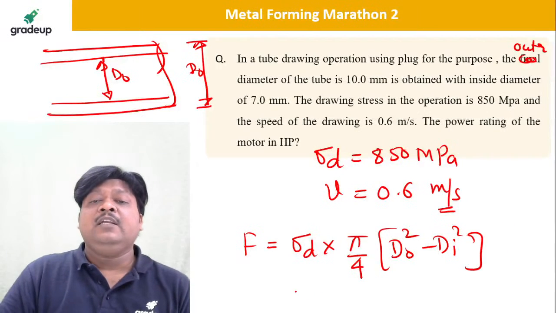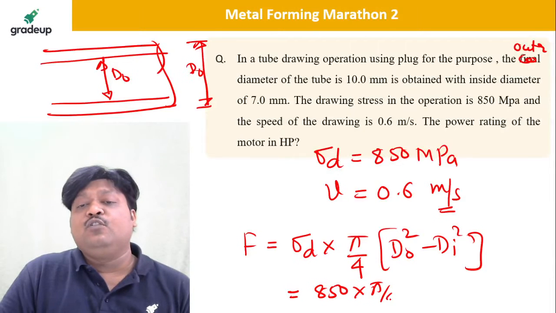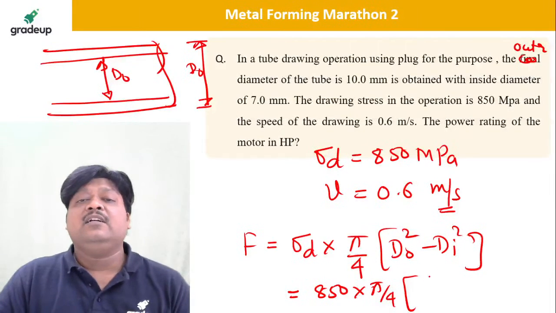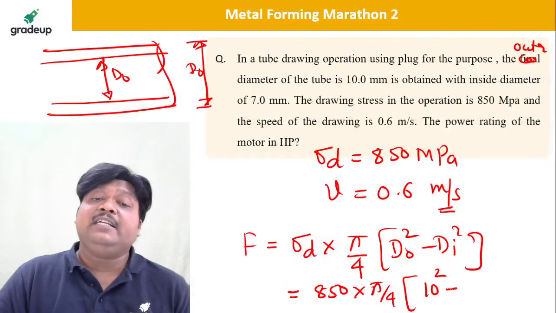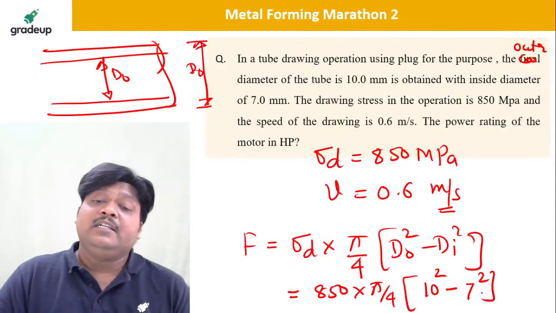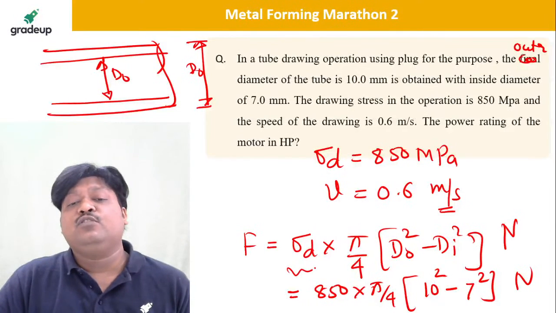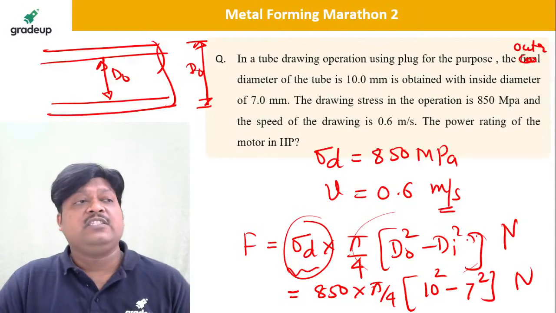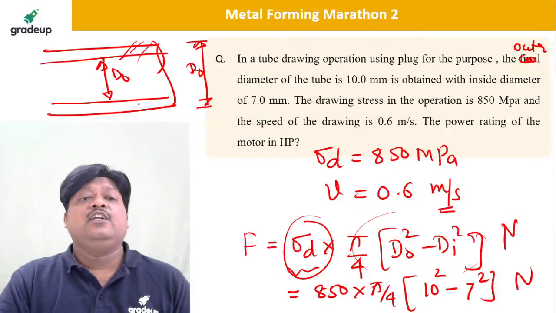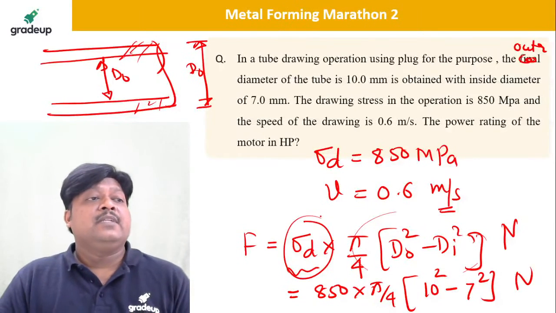Sigma D is also given. It is 850 into pi by 4 into bracket D outer 10 millimeter, 10 square minus inside 7 square. So this is the force in Newton. This is the drawing stress into this area, the final cross-section area. You will get the force. Tell me.